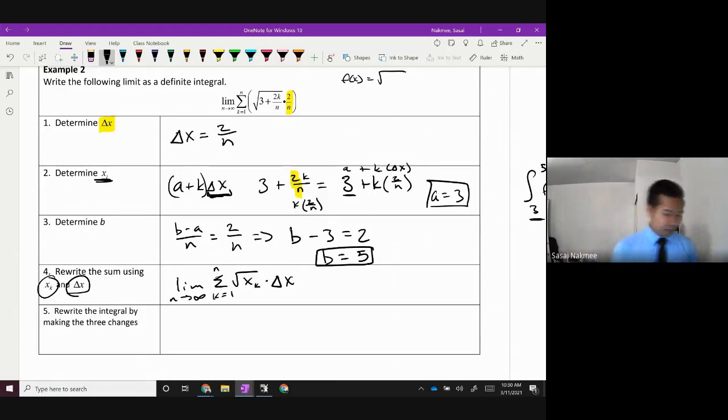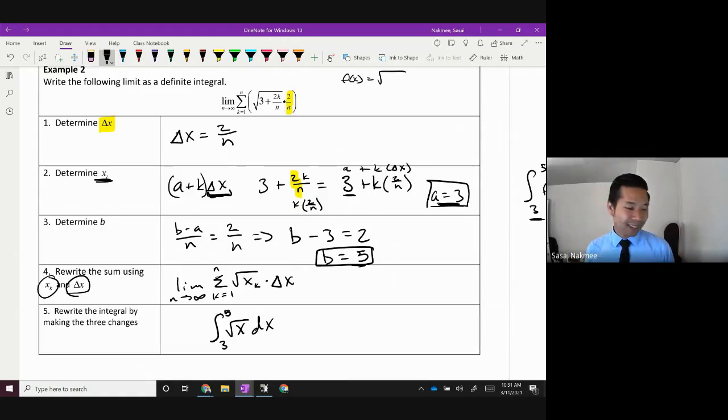We're almost done now. Replace the limit as n goes to infinity of the summation as k goes from 1 to n with the integral from 3 to 5. I got that from this 3 and this 5, times the function, the square root of x, and replace the delta x with a dx. And that's it, guys. That's your answer.